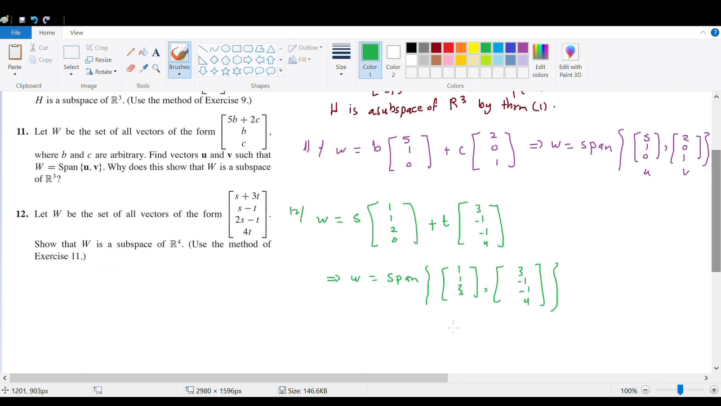So from here we conclude that W is a subspace of R4 by theorem 1, because we can represent it as a span of vectors, so that means it is a subspace directly of R4 since we have 4 elements.